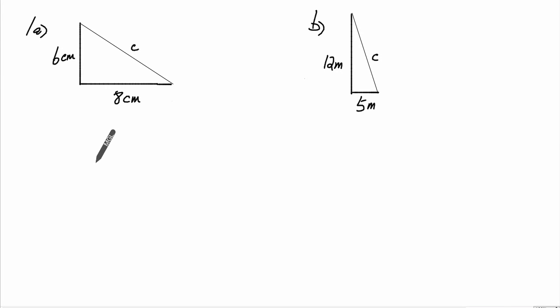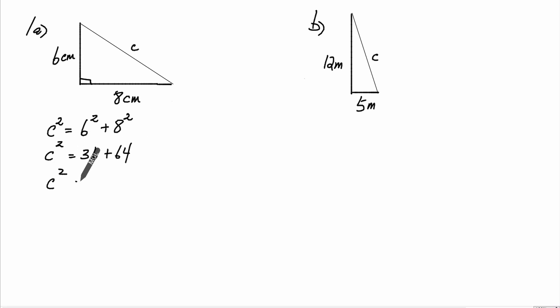So in part A, we're given a right angle triangle with sides that are 6 centimeters and 8 centimeters in length, and we are required to find the hypotenuse of the right angle triangle that's represented by C. So by the Pythagorean theorem, we know that C squared has to equal 6 squared plus 8 squared. Now if I evaluate 6 squared and 8 squared, we get nice numbers, 36 plus 64.